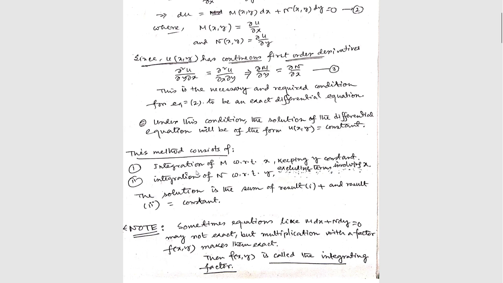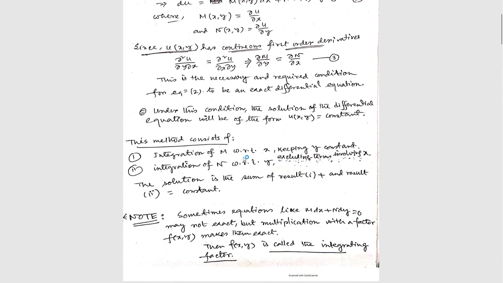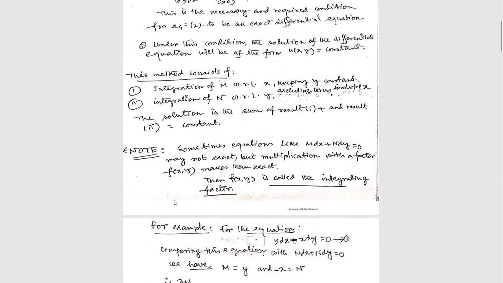So just recapitulate, or just remember that first we have to integrate this M with respect to x keeping y constant, and number two is integrate those terms which do not involve x, only those terms which involve the variable y, and these two terms should then be added, and this will give you the solution for u, that should be a constant.